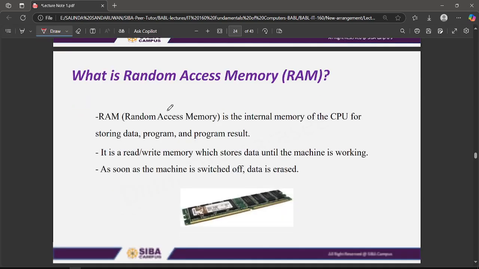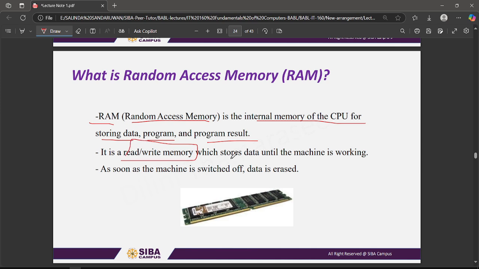Then, what is random access memory? RAM is the correct name. Random access memory is the internal memory of the CPU for storing data, programs, and program results. It is read-write memory, which stores data while the machine is working. Here I haven't saved this PDF file, so since I am working, it will keep my data until I close this one, right? As soon as the machine is switched off, data is erased.